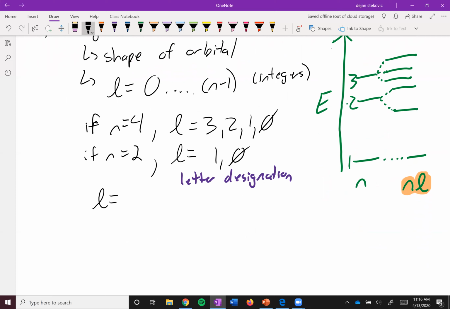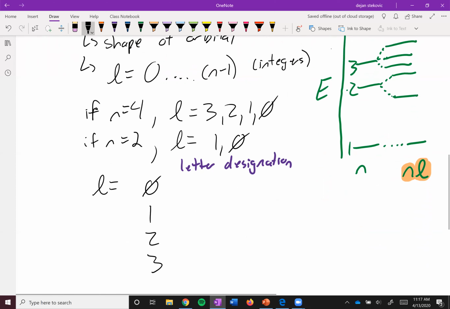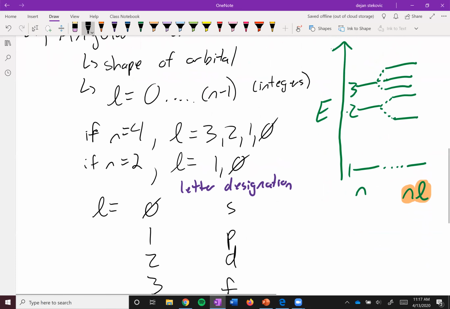It's not too bad. L is generally 0, 1, 2, or 3. We won't go beyond L equaling 3 in this class. It's not really practical. So basically you just have to know the letters. Instead of saying L is equal to 0, we say that it's an s orbital. Instead of saying L is equal to 1, we say it's a p orbital. Instead of saying L is equal to 2, we say it's a d orbital. And instead of saying L is equal to 3, we say it's an f orbital. And like we said, this designates the shape of the orbital.